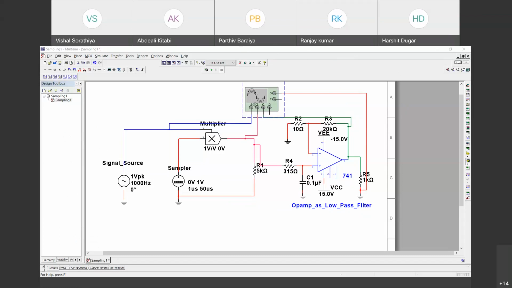In online Multisim, the sampler is not there. In online Multisim, you use a multiplier or a digital source. Harshit, yes, use a digital source. Its name is given as a sampler, but it is actually a digital source. You can use a pulse source like that. Yeah.